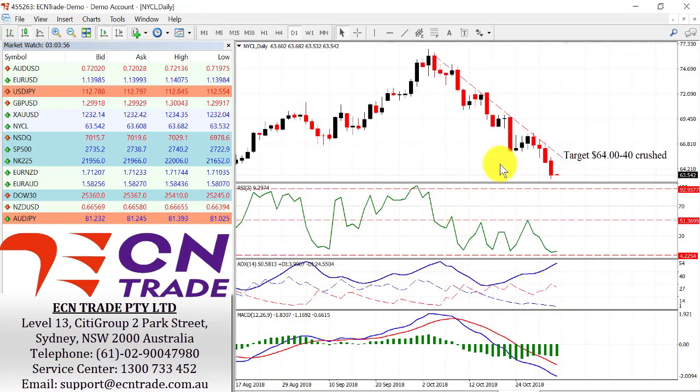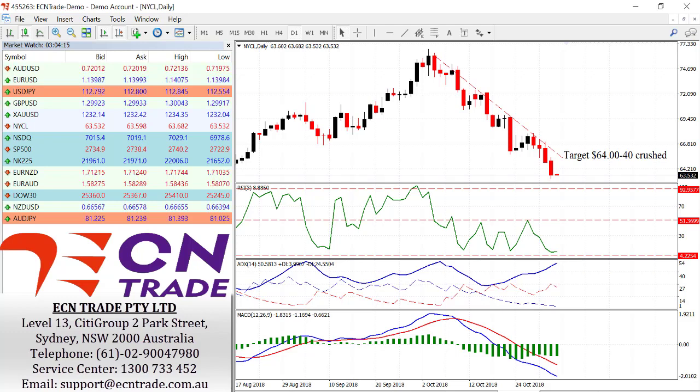And rounding off with oil, well, the market crushed my target at $64 a barrel, and now posts a weaker close as it hugs around the 63.5 level. With nearly a 7-month low, I'm at this stage looking at neutral.